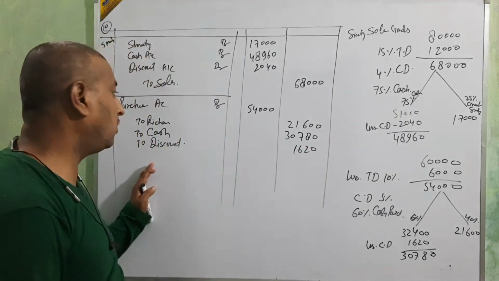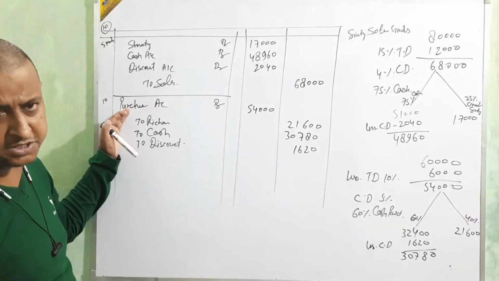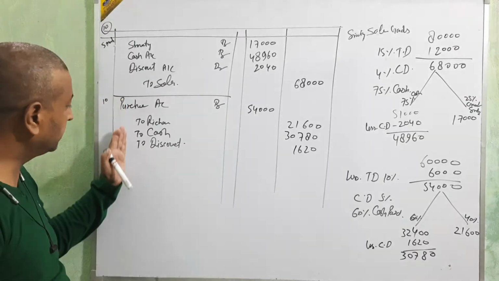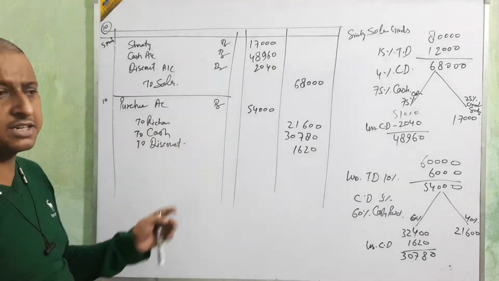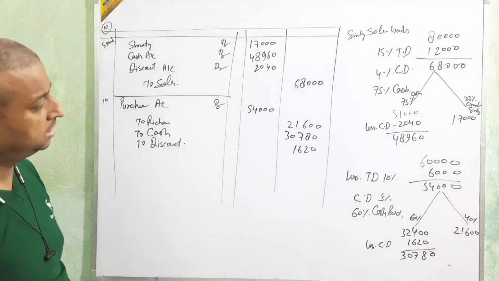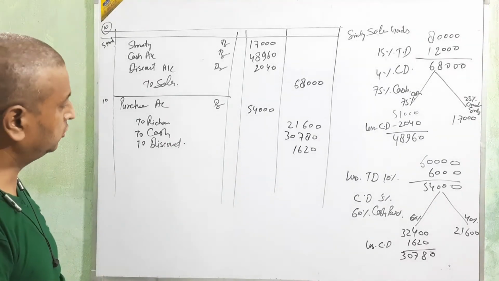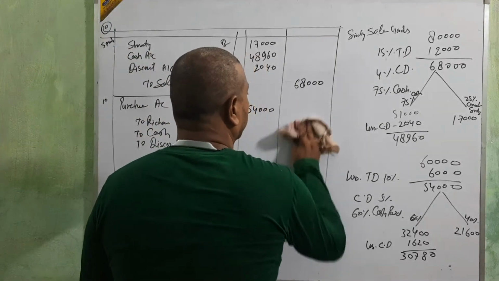And for entry, don't confuse for the entry. Entry is very easy. You 100% know about the purchase. Purchase is always debit. Other all things is credit. Cash credit, discount is clear. Richa, why Richa is credit? Because Richa is giving the goods. Name is there, so it's credit. Okay, beta? Clear? Now I am going for the next question.